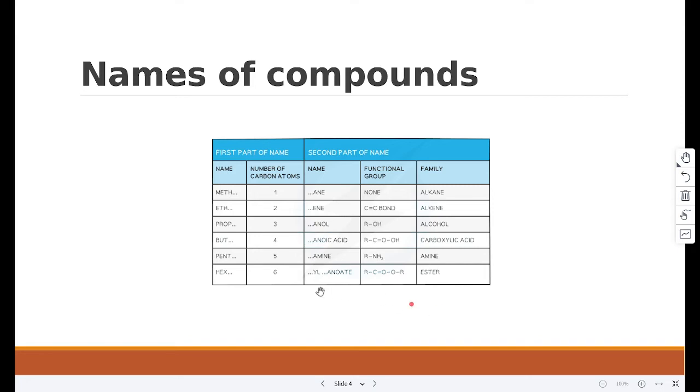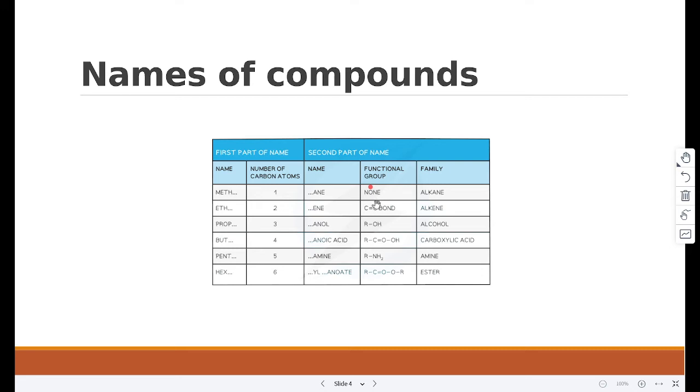So the names of compounds. As the number of carbon atoms increases, there are different names for each. The first, carbon number 1, the name is meth. Then carbon number 2, the name is eth. Then carbon number 3, the name is prop. Then 4 is but, 5 is pent, and 6 is hex.